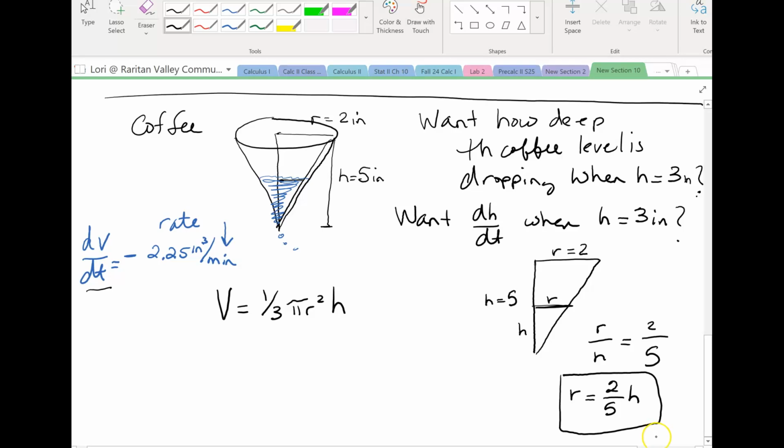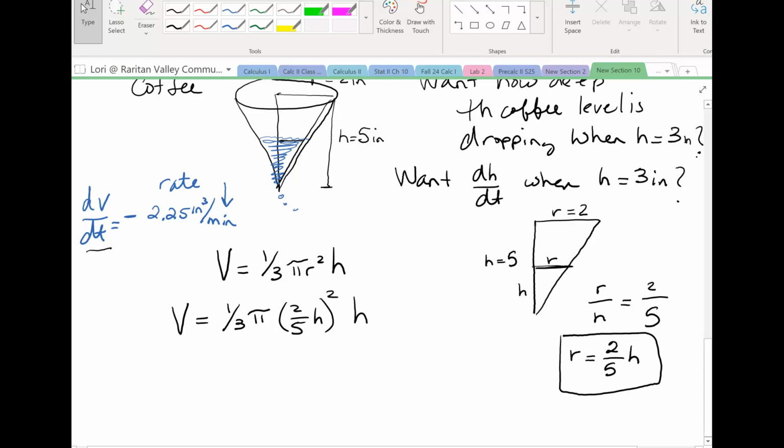Since the radius is 2/5 the height, I can eliminate the variable R by replacing it with 2/5 H. And you do all this before you do any differentiating, because we want to get as simple an equation as possible before we find derivatives. So volume equals 1/3. In place of R, I'm going to put 2/5 H. And then I have an H on the outside. So see what I did, I took away my R and I put in my 2/5 H.